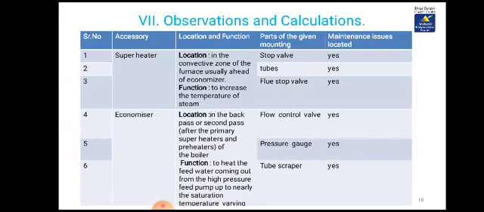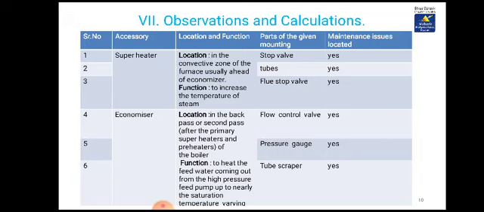Here we have the observations and calculations table. First is the superheater. Location and function is as follows. Superheater is located in the convective zone of the furnace, usually ahead of the economizer. Function is to increase the temperature of steam. Parts of the given mounting are stop valve, tubes, flue stop valve. Some maintenance issues were located, so we have written yes.